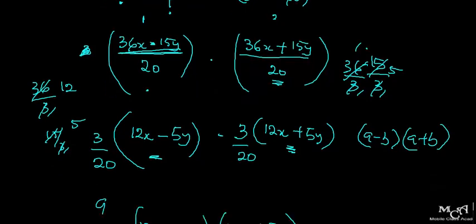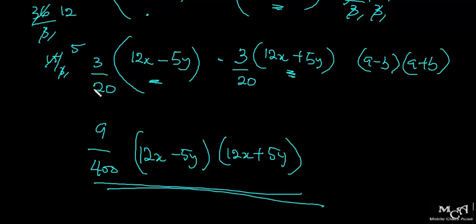So at the final stage, what do we do? We multiply everything outside the brackets and we arrive at 9 over 400. 3 times 3 is 9. 20 times 20 is 400. Then we bring our brackets together. Are you with me? So this is how we arrive at the solution to the question given.